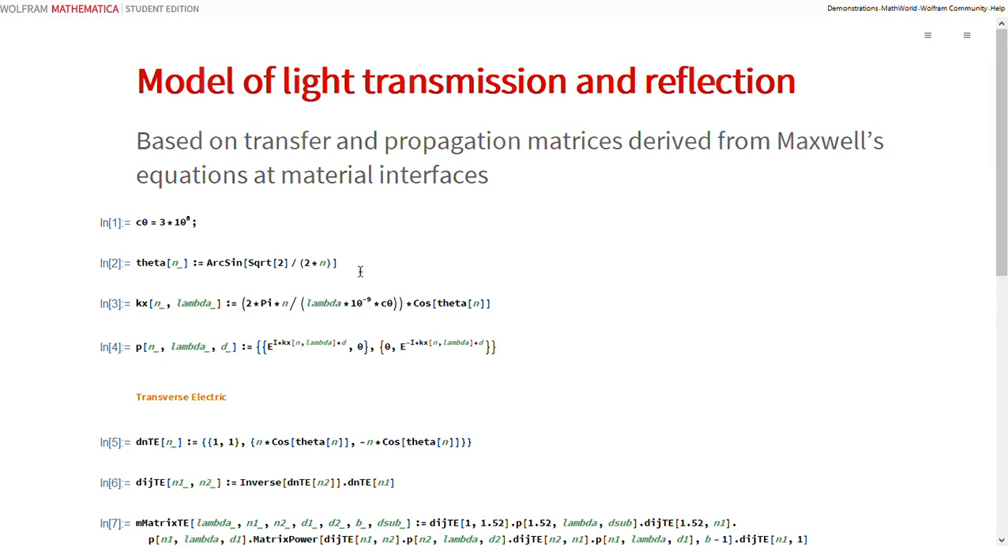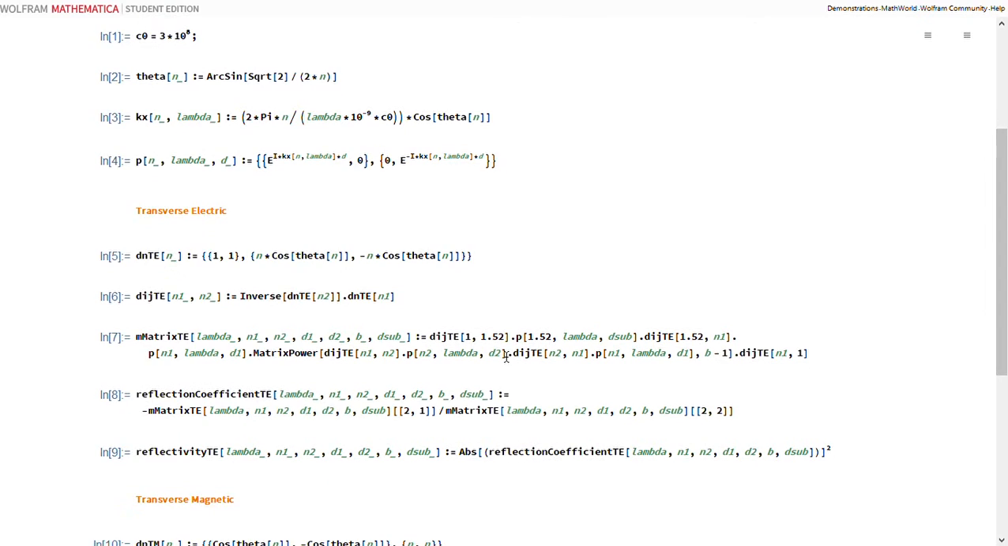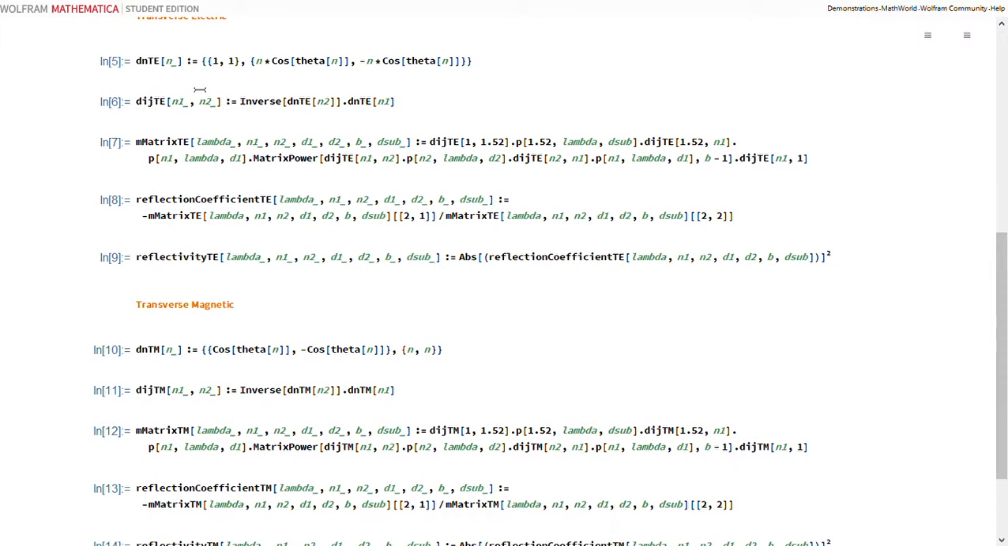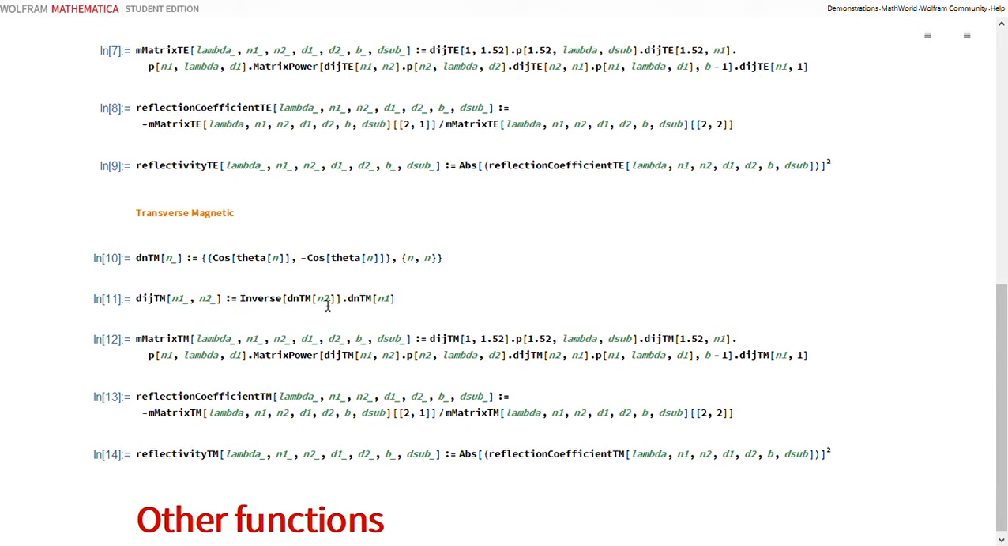Some of the code that's shown here includes a function to determine the angle at which light will propagate through a layer given its index of refraction. This is just based off of Snell's law. And further down, these are the matrices used for transfer between two layers and propagation through a layer with transverse electric polarized light. So all of these are combined into one large matrix which determines the overall properties of light transmission and reflection through the dichroic mirror as a whole. The same thing is repeated with transverse magnetically polarized light below.